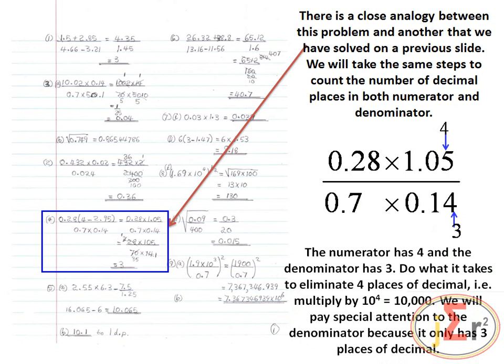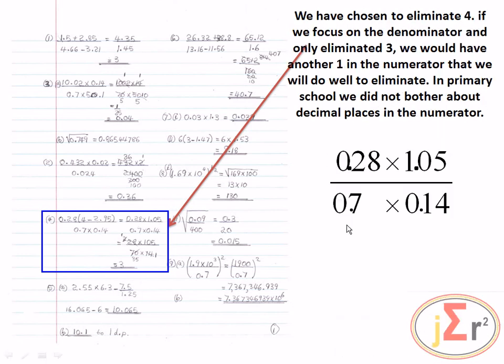Do what it takes to eliminate 4 places of decimal, that is, multiply by 10 to the power of 4, which is equal to 10,000. We will pay special attention to the denominator because it only has 3 places of decimal. We have chosen to eliminate 4, that is 4 decimal places. If we focus on the denominator and only eliminated 3, we would have another 1 in the numerator that we will do well to eliminate.